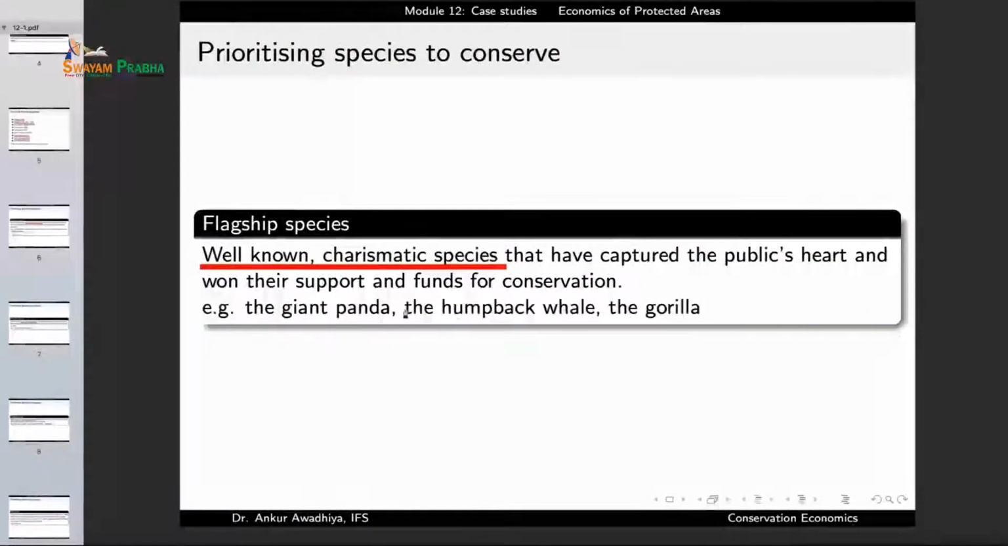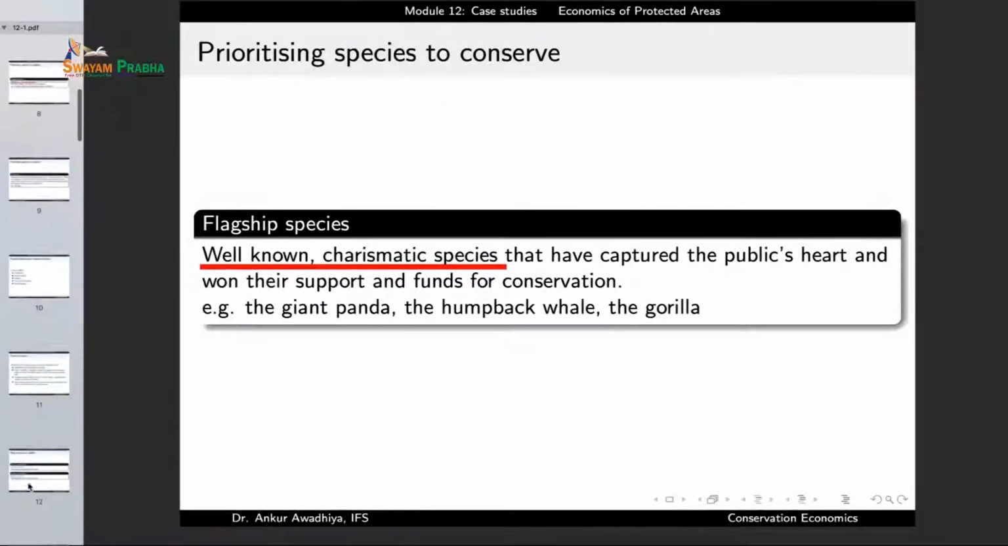Now, these species that are the flagship species, they occupy a space in the hearts of people. And so when you want to conserve these species, it is easy to get funds. It is easy to get public support. So those species that the public likes should also be given a higher priority in conservation. So these are the flagship species.